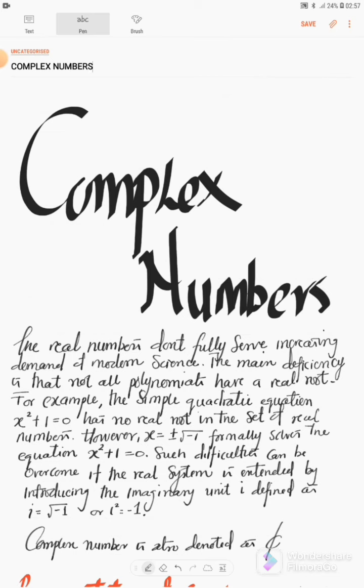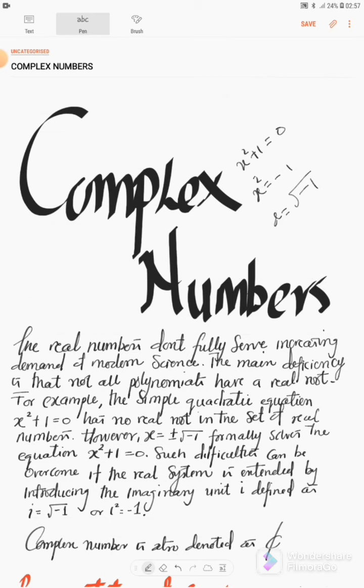Okay, let's start. The real numbers don't fully serve the increasing demand of modern science. The main deficiency is that not all polynomials have a real root. For example, the simple quadratic equation x squared plus 1 equals 0 has no real roots in the set of real numbers. We can't find the square root of minus 1. That's why I said the simple quadratic equation has no real roots in the set of real numbers.